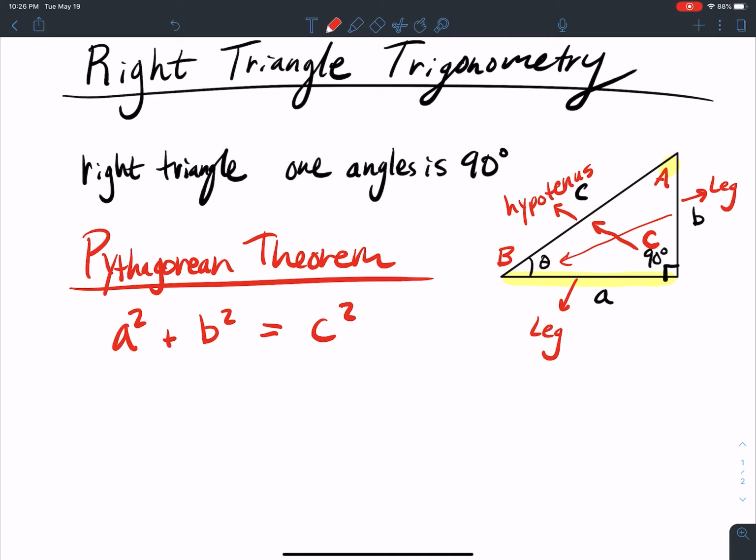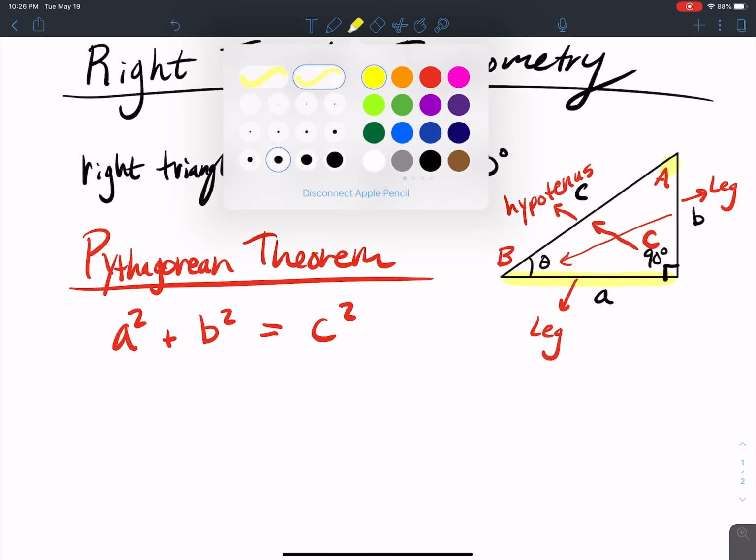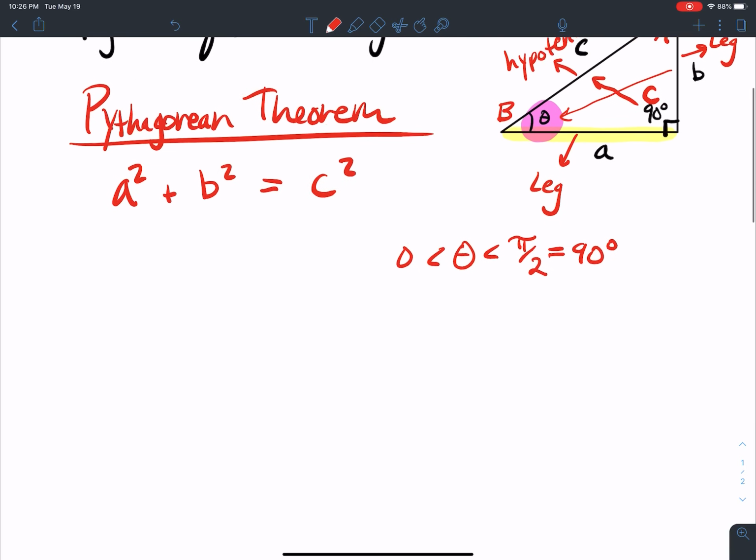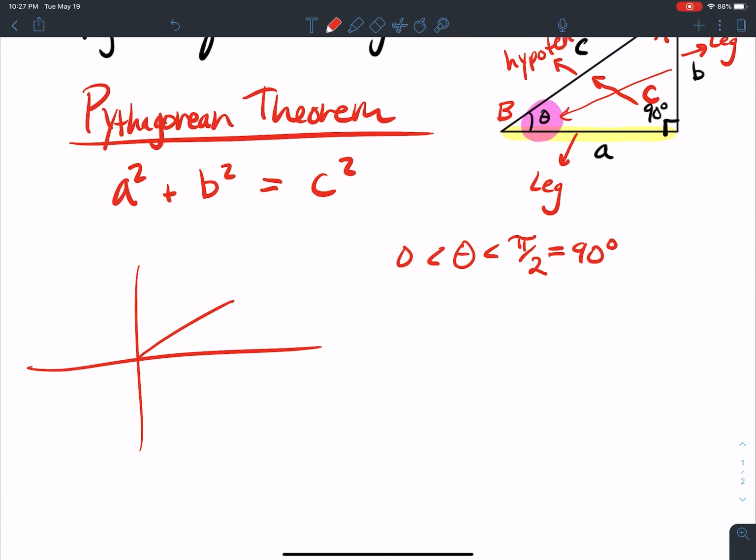So, the angle theta that we have right here, this acute angle, this theta is between 0 and pi over 2. Pi over 2, which is equal to 90 degrees. Okay? So measured in radians. And theta is in standard position, right? So let's take a theta in standard position. So there's some theta here, and we've got this point here.